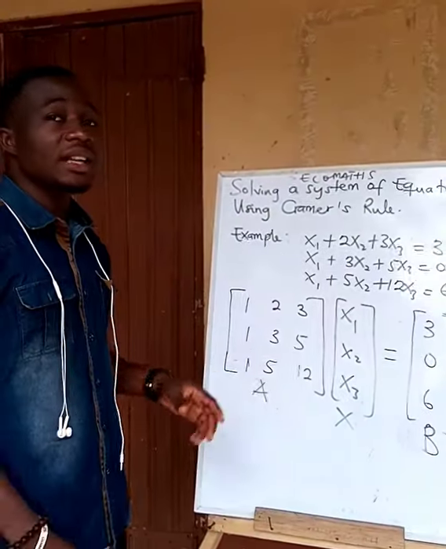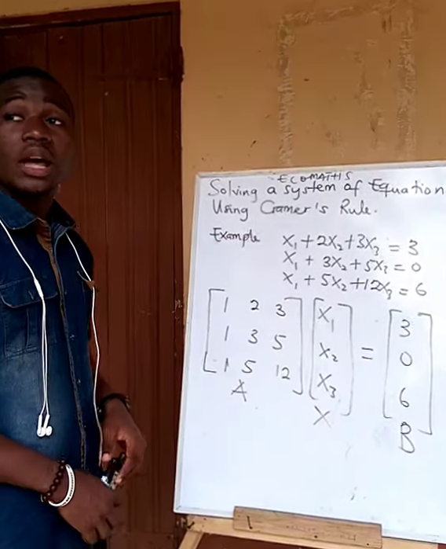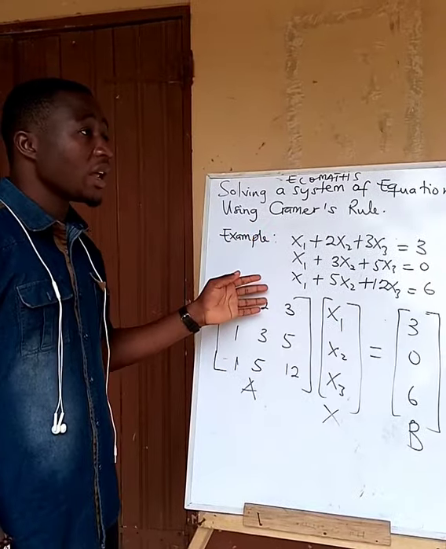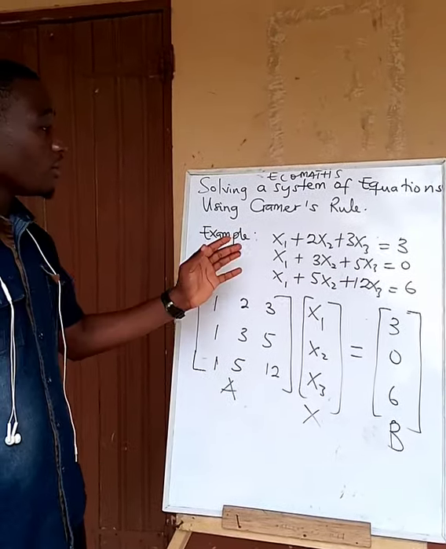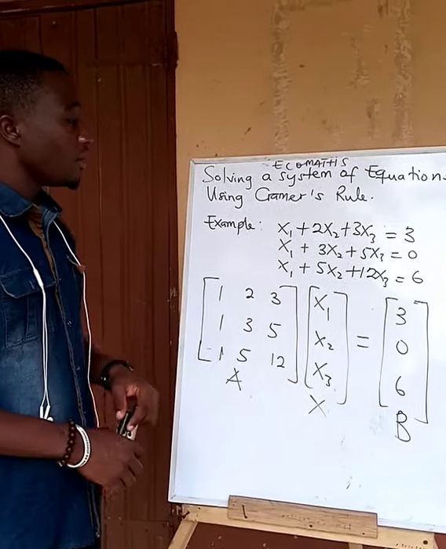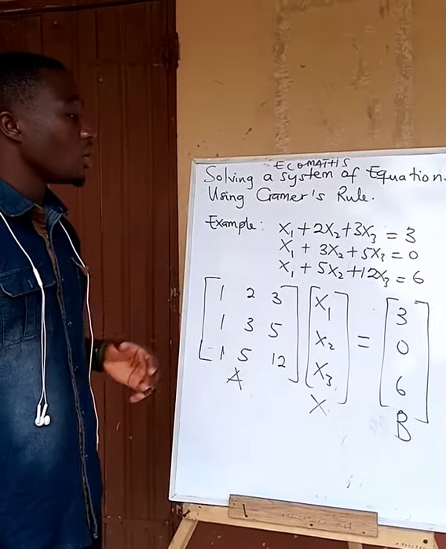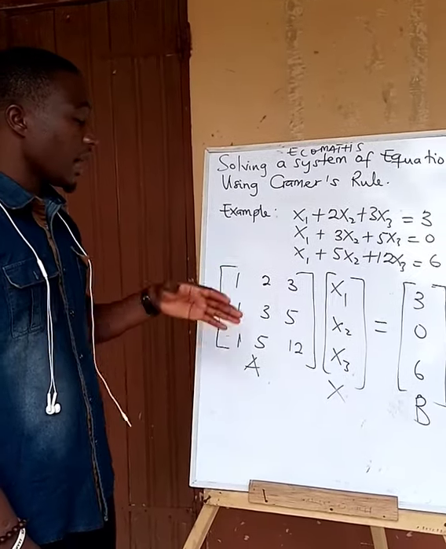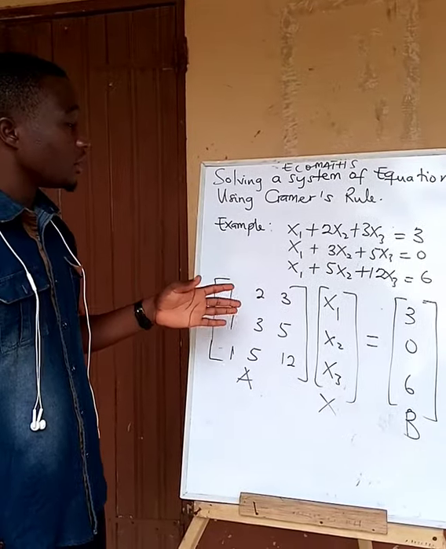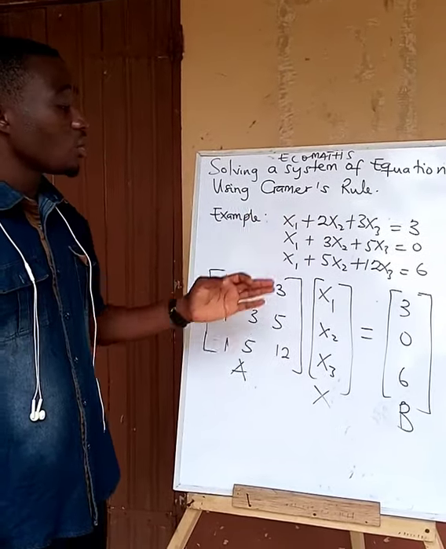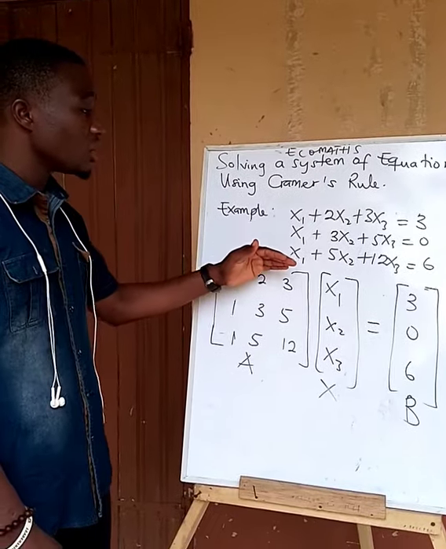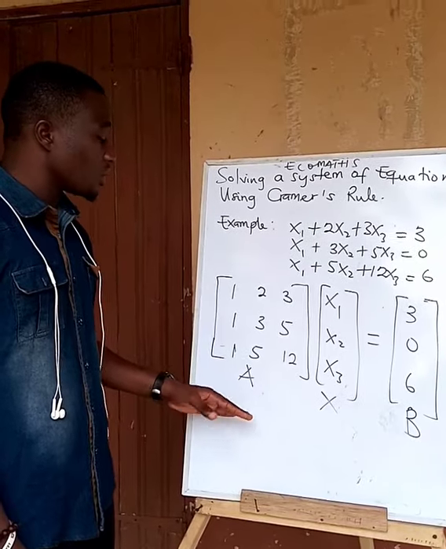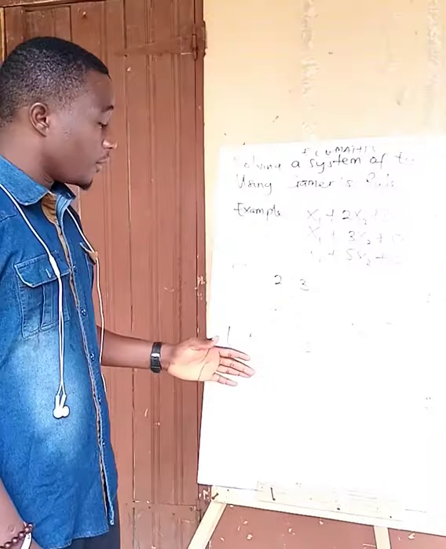So after arranging that in that particular order, what you need to do now is to write all the coefficients of x1 in the three equations as the first column, coefficients of all x2 as your second column, and then the coefficients of x3 as your third column. Or better still, you need to write the coefficients of all the three variables as your first row. You do the same for the second one and the third one. And this matrix that you have gotten here is what we call the coefficient matrix.